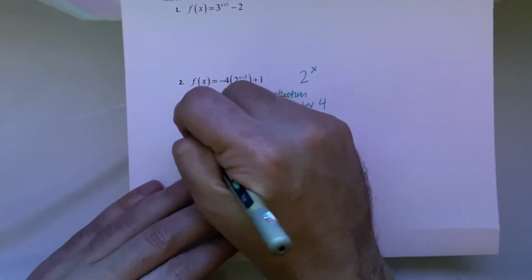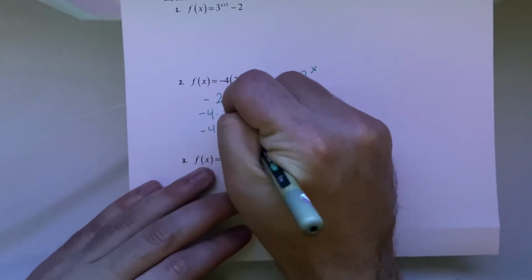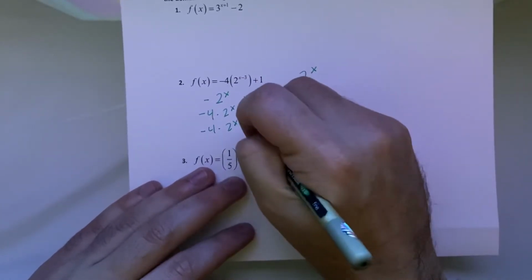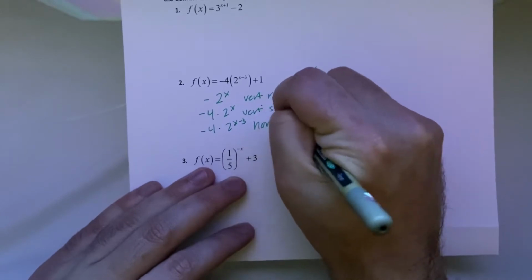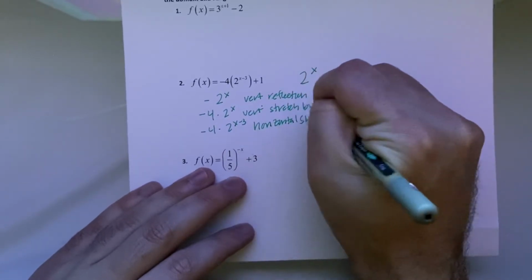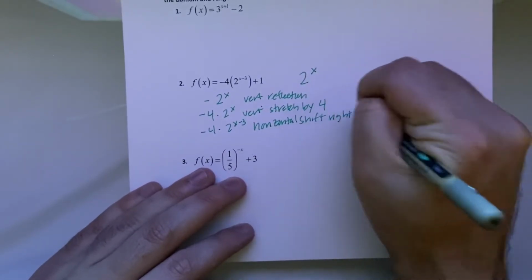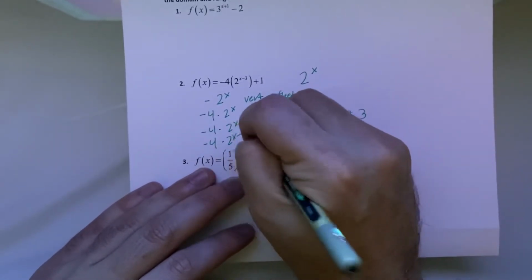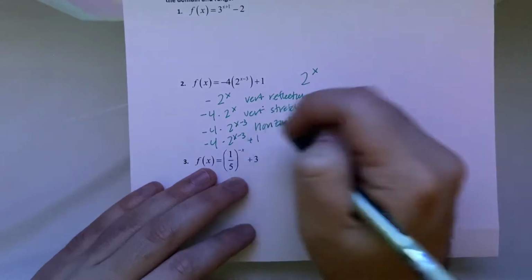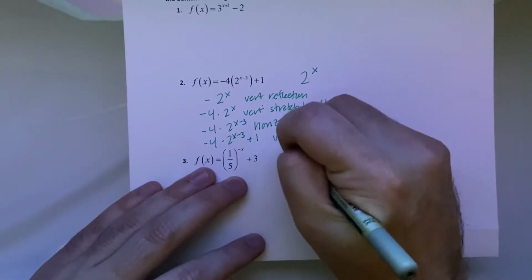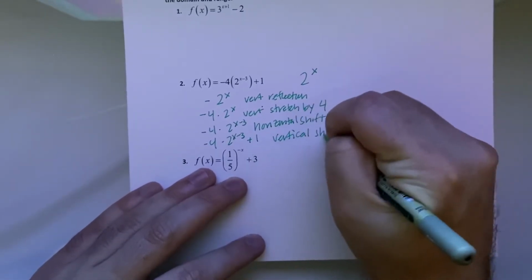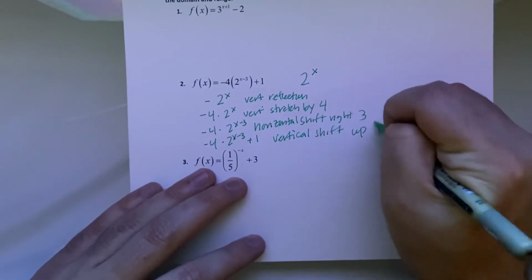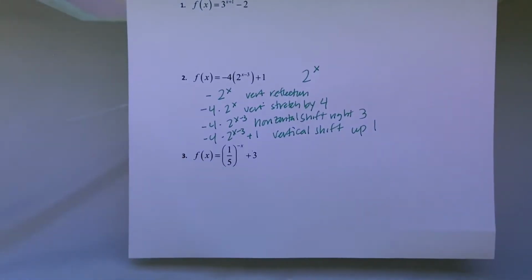The minus 3 in the exponent is a horizontal shift. It's right 3. And the plus 1 is a vertical shift of up 1. So this is really similar to the way we did it before. It's just going to be applied to these exponential functions.